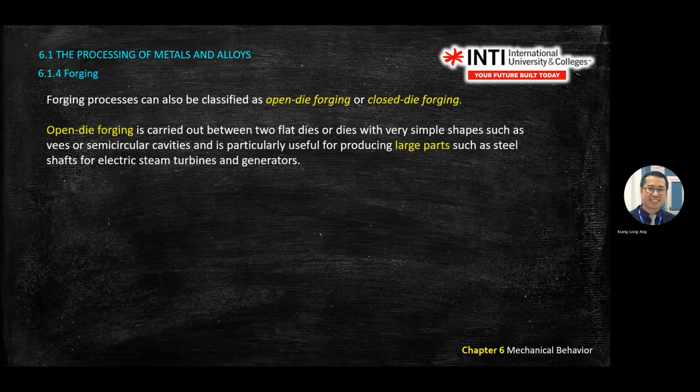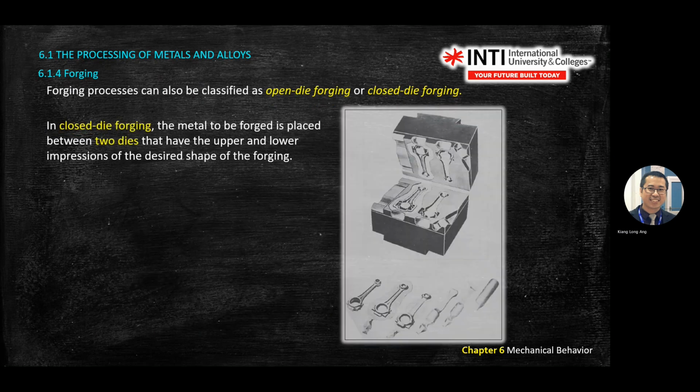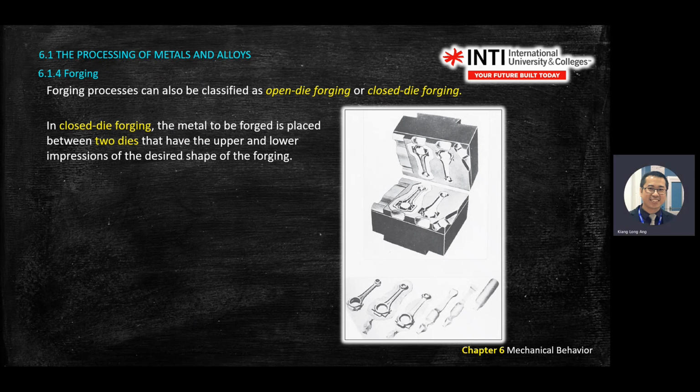So we have seen what is open die and what is closed die forging. Open die normally is used for a large part size compared to closed die forging. So these are the basic shapes of open die. We have flat until the V dies. For the closed one, you have top and bottom, right? Normally it will be a smaller size. The product will be smaller size, including the billet also, right? The new technical word for today, billet.